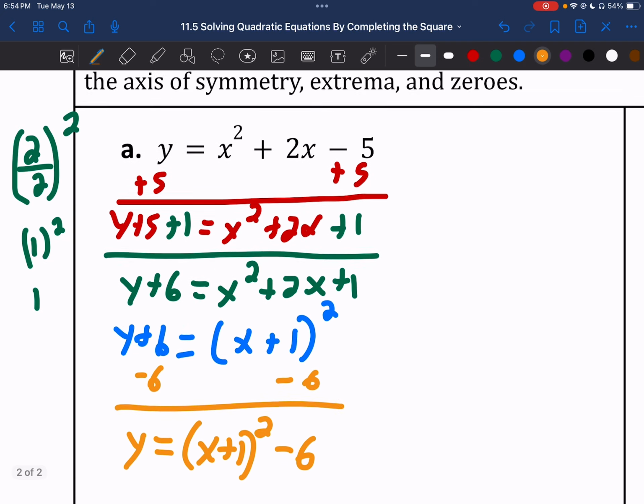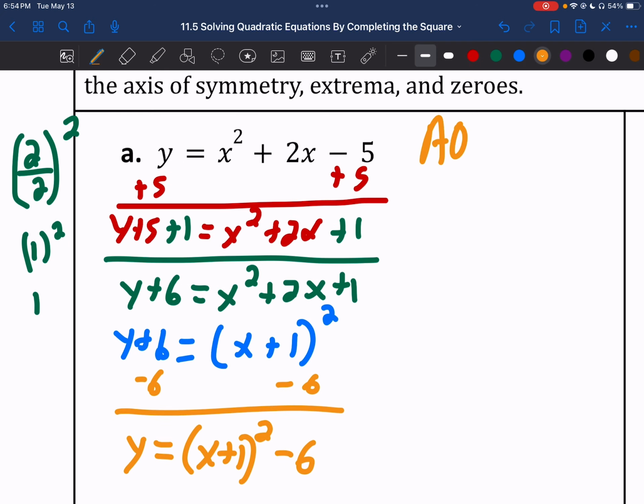So what do I know? What can I figure out? Well, my axis of symmetry goes through my x-coordinate of the vertex, right? My axis of symmetry is going through x equals negative 1. What is my vertex? We're shifting to the left 1, so we're at negative 1, and we're shifting down 6, so it's negative 6. Negative 1, negative 6 is my vertex.